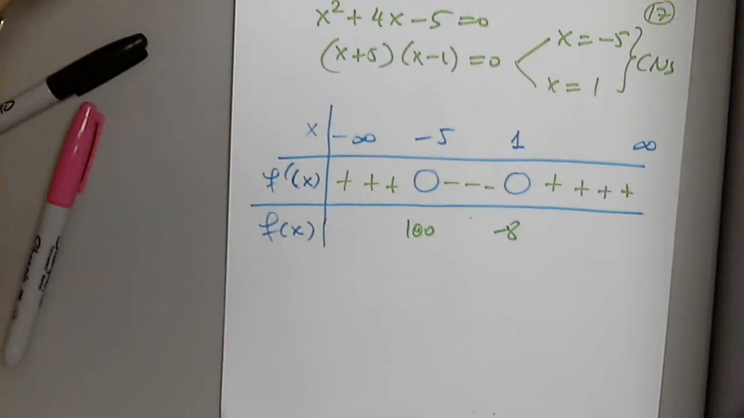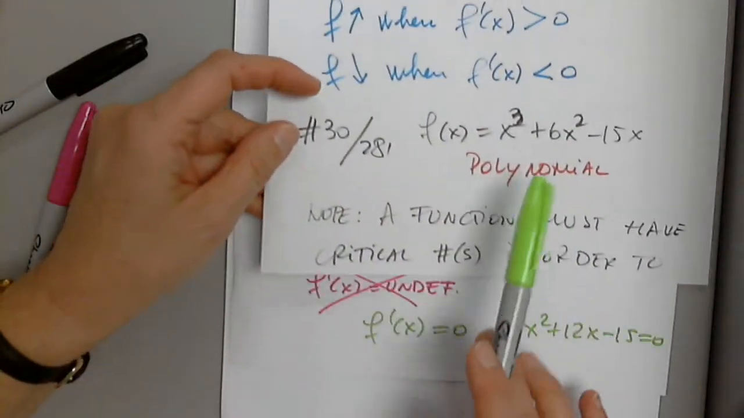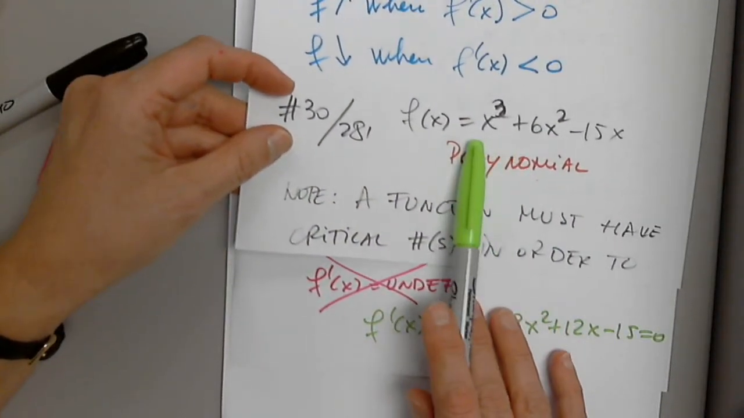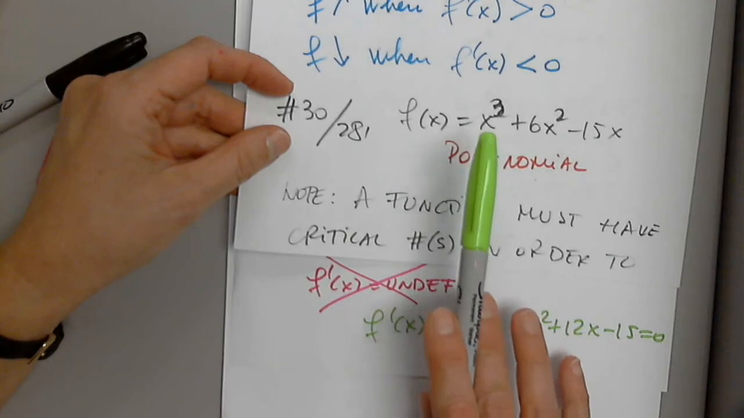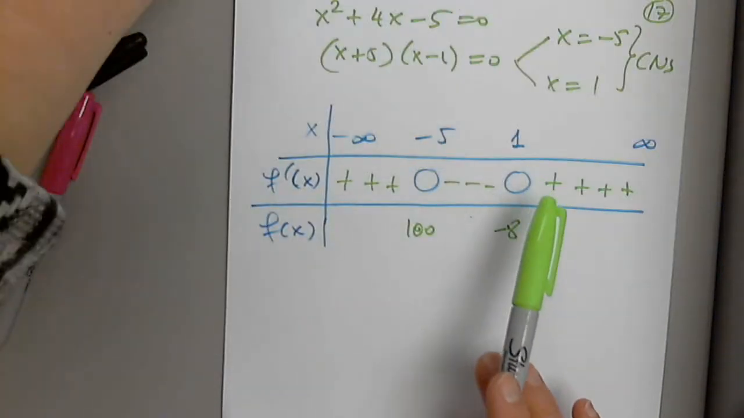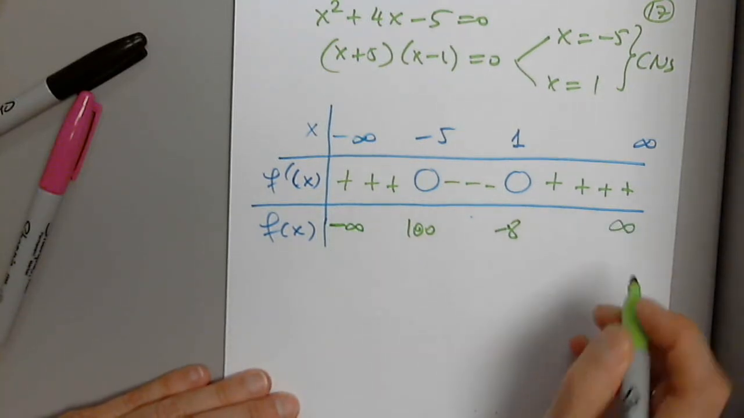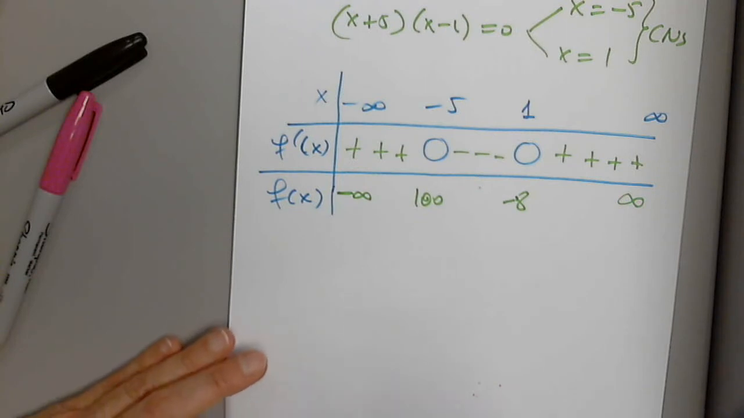I know the end behavior. We know the end behavior of this function. It's a cubic function, and the leading coefficient is positive. So on this side it will be -infinity. On the positive side it will be positive infinity. So I know this already. We can find the limits.